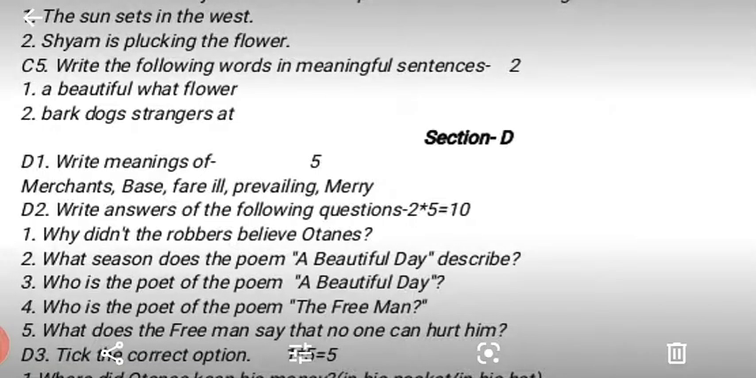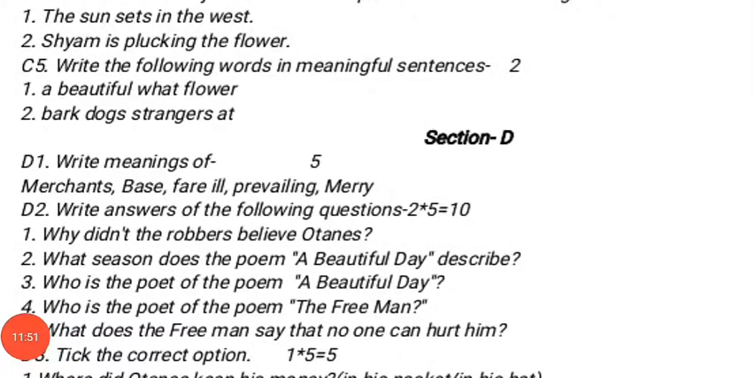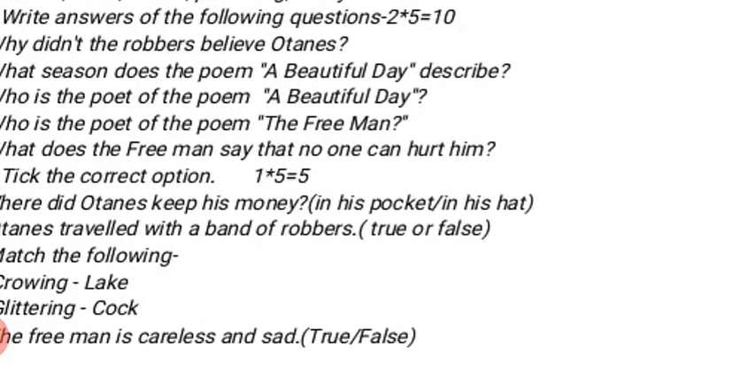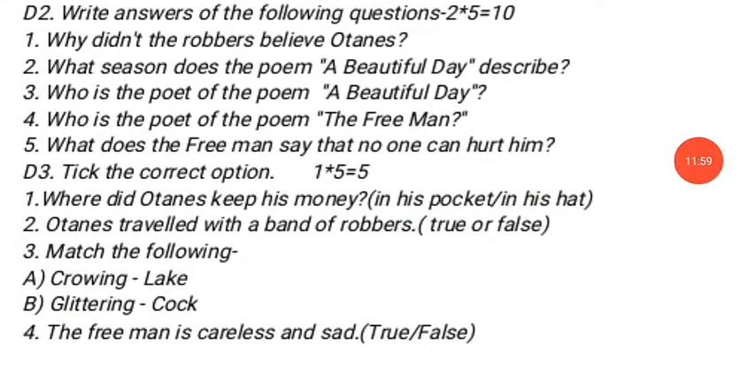Now write the meaning of merchants, base, fair, ill, prevailing, merry. These are the words from your vocabulary. As we are moving to section D, we are having vocabulary, question answers, and then the book exercise. This you will do on your own, then we will move to the next one. Okay, thank you and have a nice day, students.